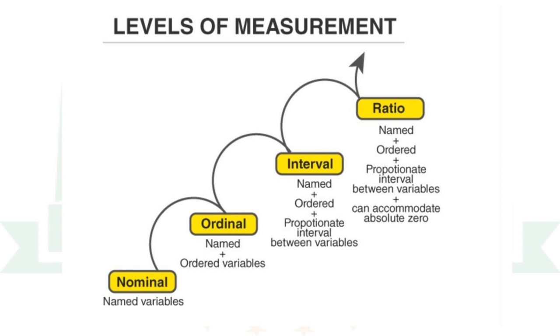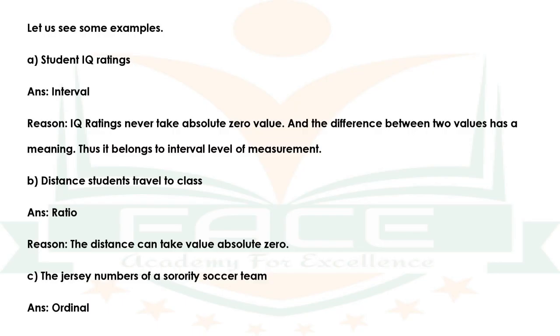Now let us see certain examples. Our first example is student IQ ratings. It is an example of interval scale of measurement because IQ ratings never take absolute zero value, and the difference between two values has a meaning. Thus, it belongs to interval level of measurement.